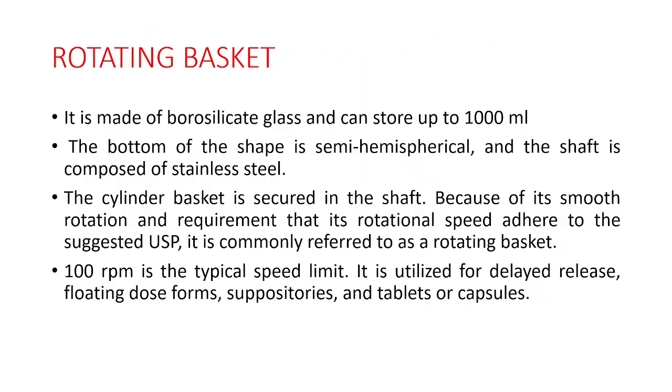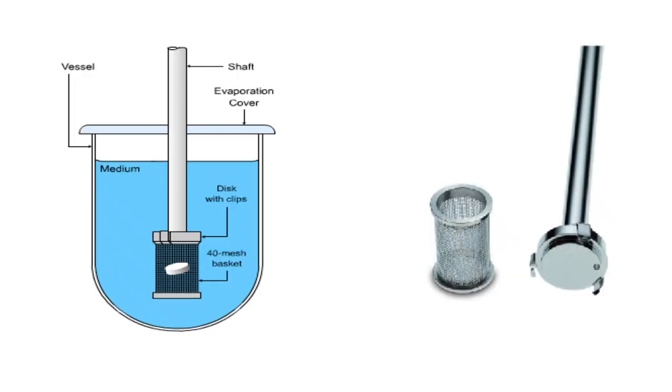The rotating basket is the first apparatus. It's made of borosilicate glass and can hold up to 1000 ml. The bottom of the vessel is hemispherical and the shaft is composed of stainless steel. The cylinder basket is secured to the shaft for smooth rotation, and its rotational speed adheres to the suggested USP. It is commonly referred to as the rotating basket. 100 RPM is the typical speed limit. It is utilized for delayed release, floating dosage forms, suppositories, and tablets or capsules.